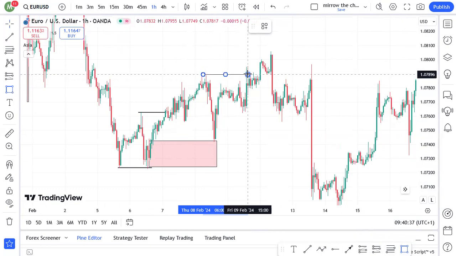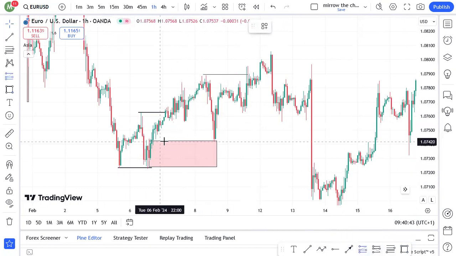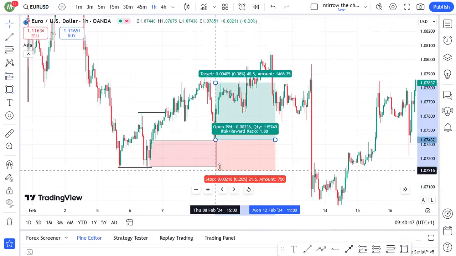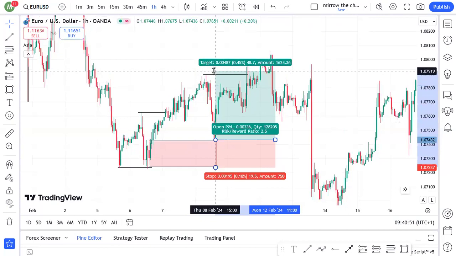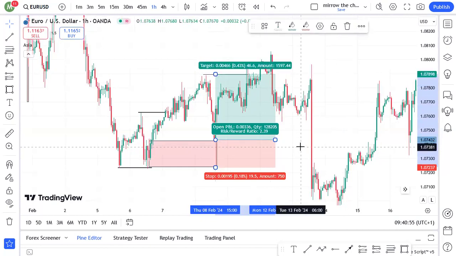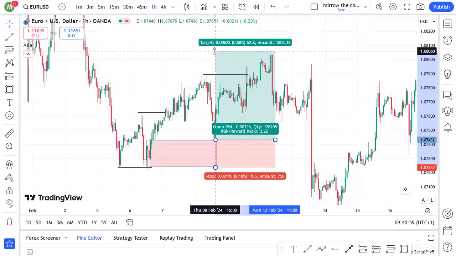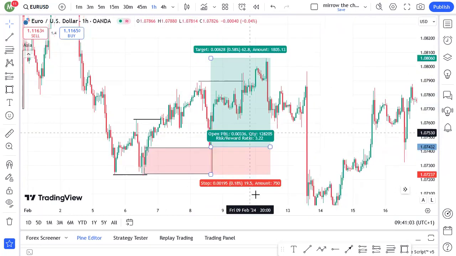Clearing that structure. Now, if we take our entry here and place our stop loss below, you see, we would have gotten 1 to 2 risk to reward. 1 to 2, 1 to what? This is 1 to 3 risk to reward. You see how simple it is?